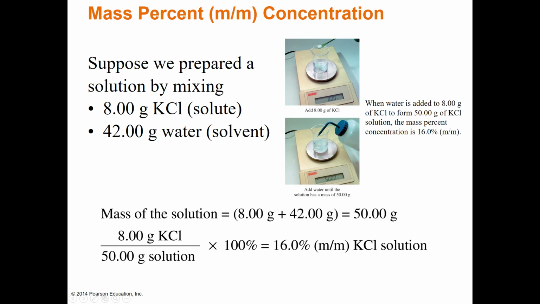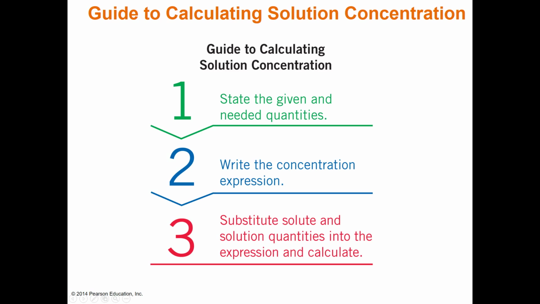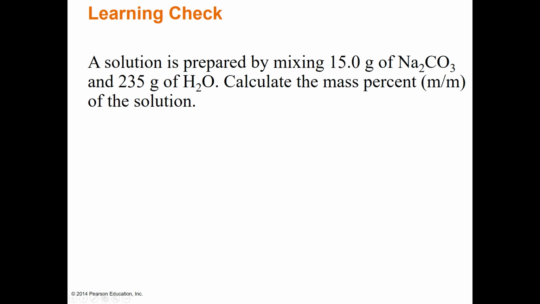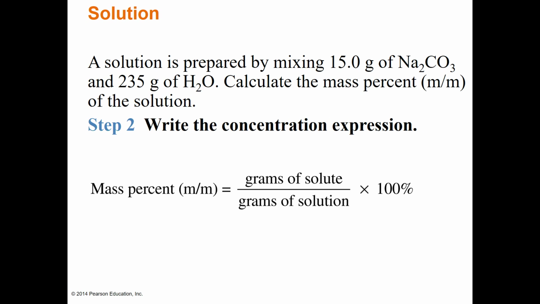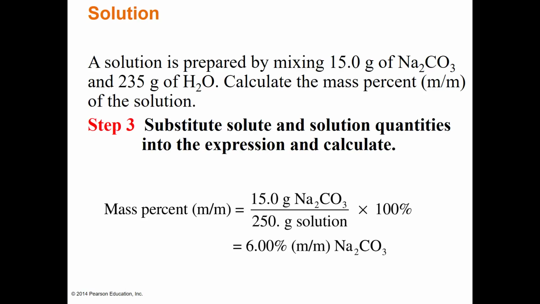Any questions? Okay. A solution is prepared by mixing 15 grams of sodium carbonate and 235 grams of water. Calculate the mass percent of the solution. What would you do? Divide the 15 by the what? 250, because it's going to be 235 plus the mass of the solute, which is 15, and then multiply by 100. Right there. So 6% sodium carbonate.